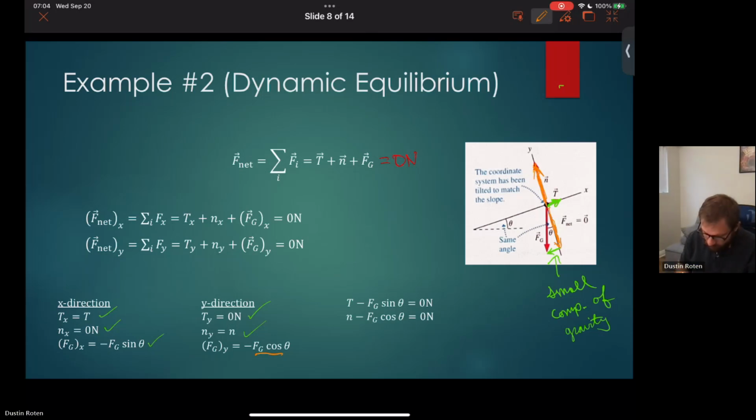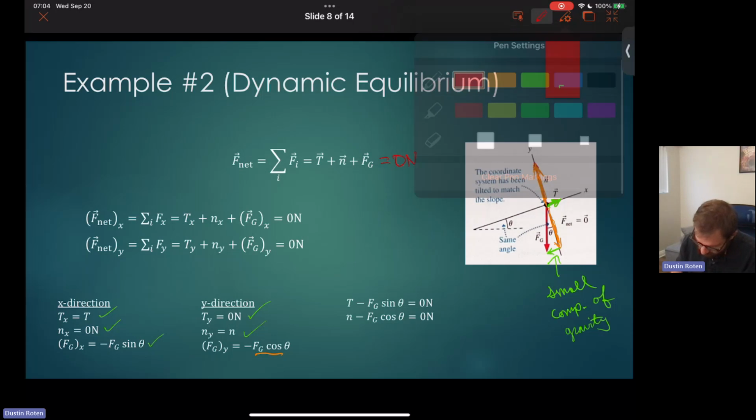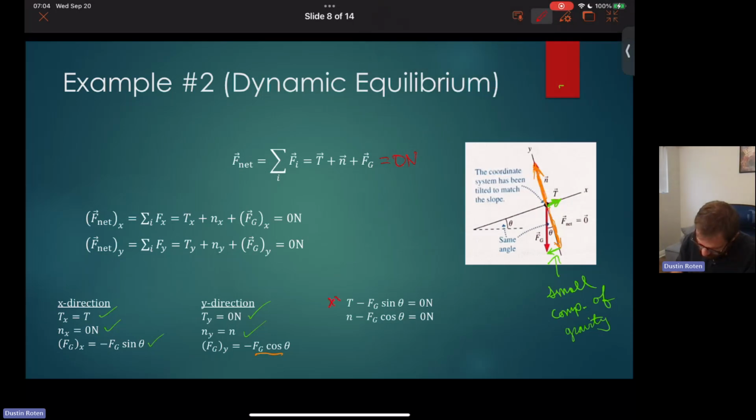Now, when we sum up these forces, we have some stuff going on here in the x direction and the y direction, but we just sum these forces, set them equal to 0. Okay, hopefully you see where these two equations came from. And from this, we can get all the information we need about this system.